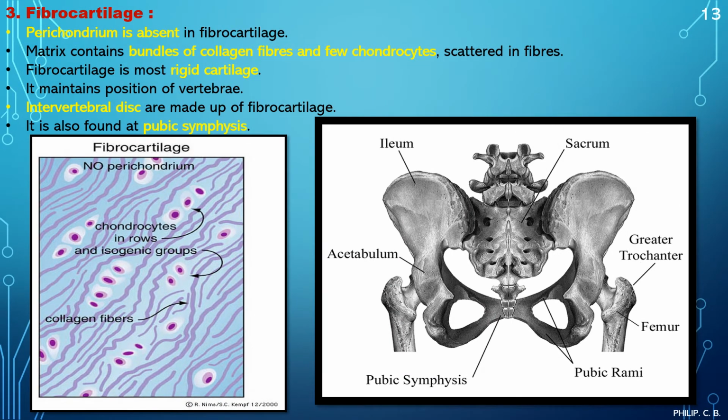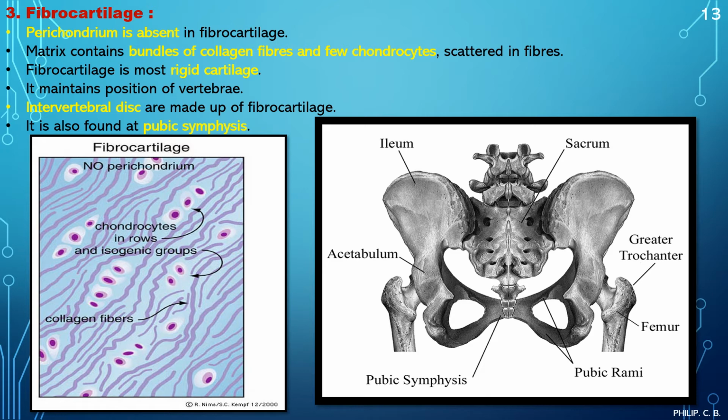Further, third type, fibrocartilage. Now here if you see, it is different from the earlier two types. Here the perichondrium is absent in fibrocartilage. Matrix consists of bundles of collagen fiber, with few chondrocytes scattered in the fibers. Fibrocartilage is rigid cartilage, means it is hard. Flexibility is not present. It maintains the position of the vertebrae, where it is present in the intervertebral disc made up of fibrocartilage, and also it is found at the pubic symphysis, or we can say our hip bone.